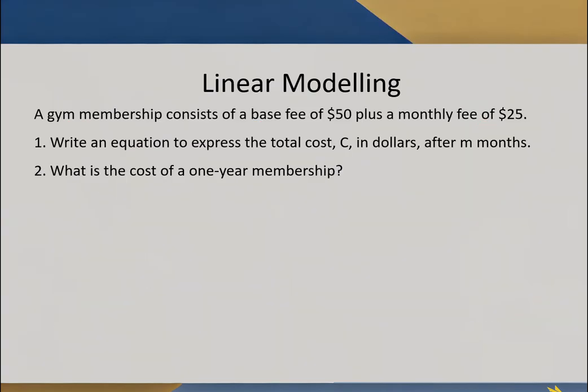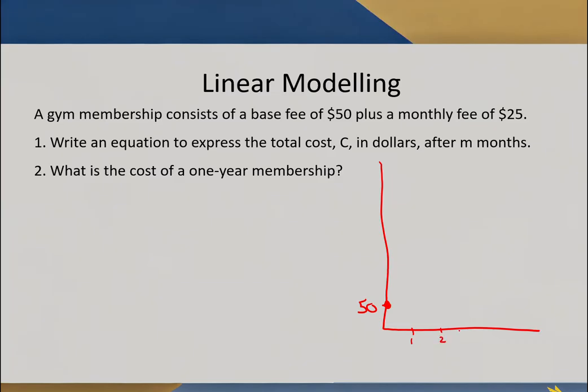A gym membership consists of a base fee of $50 plus a monthly fee of $25. Find the equation to express the total cost. Again, I'm just going to draw it as a picture. Our starting cost would have been $50. That is when just at the front door purchasing a gym membership, $50, and then we are paying our monthly.